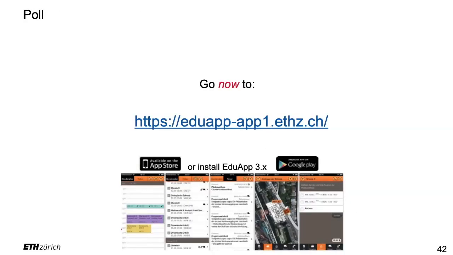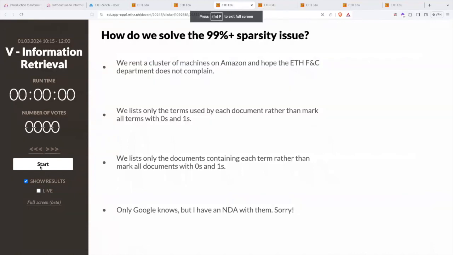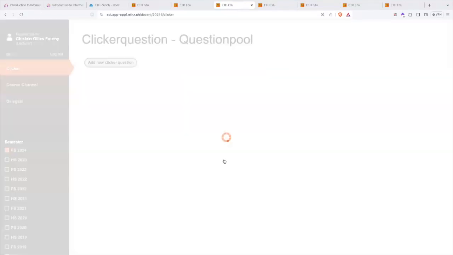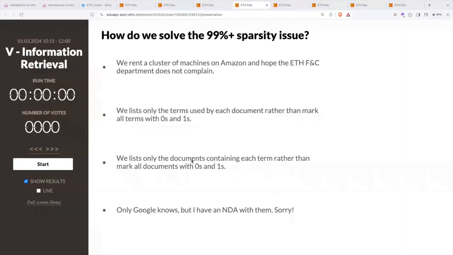And I have a question. How do we solve the 99.8% sparsity issue? First, you just created your startup and you're lucky enough to have a lot of investors pouring money because that's an AI startup. So you rent a cluster of machines on Amazon and you hope that the ETH finance and controlling department doesn't complain. Or we list only the terms used by each document rather than mark all terms with zeros and ones. Or we list only the documents containing each term rather than mark all documents with zeros and ones. Or only Google knows that you have an ADA and you can't tell us.